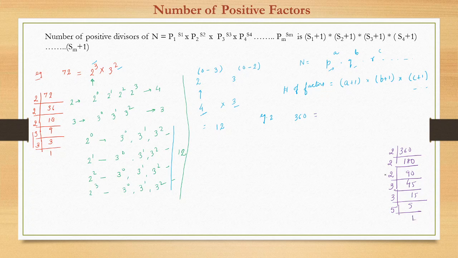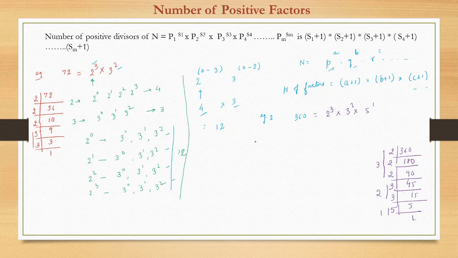We have 3 2's, 2 3's and 1 5. So 2 raised to power 3 into 3 raised to power 2 into 5. Here we have number of 2 is 3, number of 3 is 2, number of 5 is 1. So this way we got the prime factorization of 360.